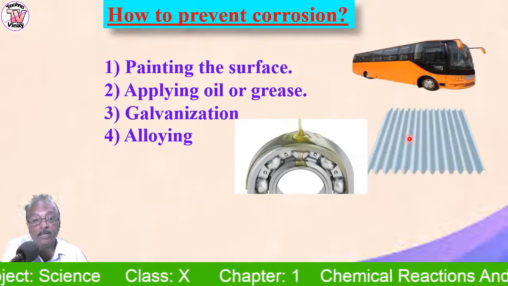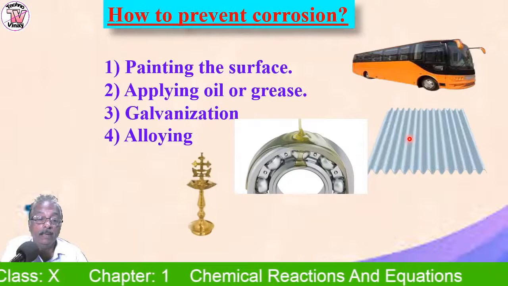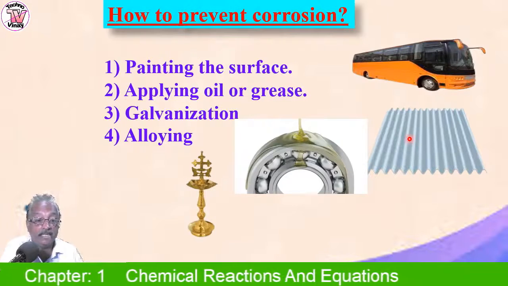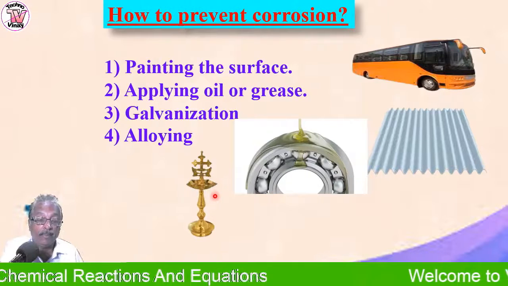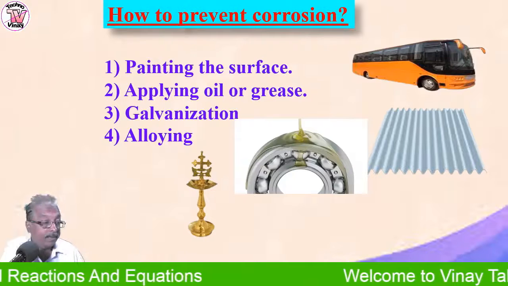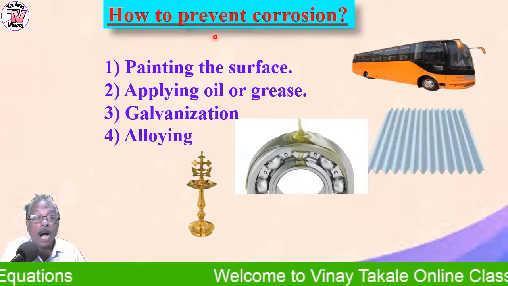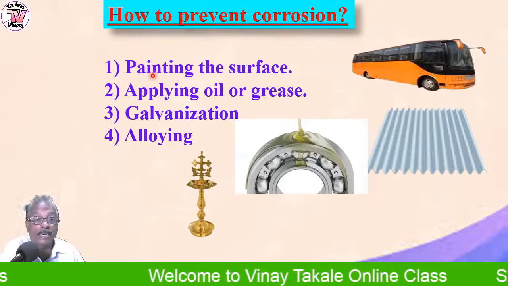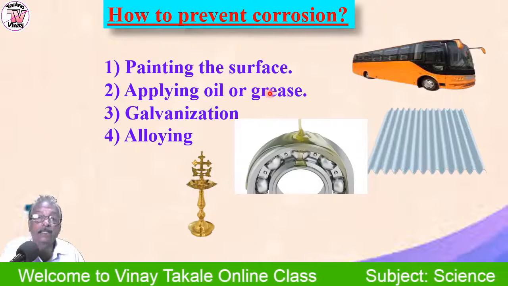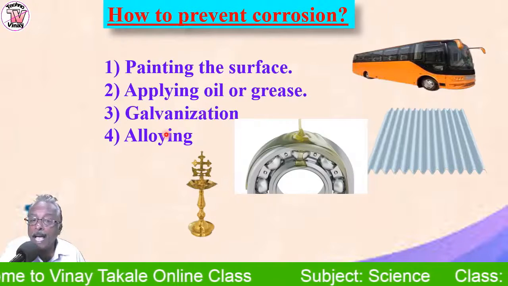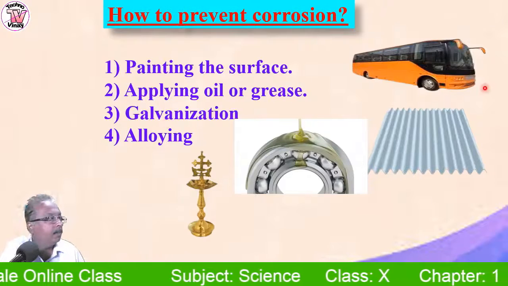Fourth, alloying, by mixing two or more metals. When an alloy is formed, for example brass, which you must have seen at home, there is copper and zinc. When you mix these two metals, by the process of alloying, it looks attractive and it is also prevented from corrosion. So how can we prevent metal from corrosion? By painting the surface, applying oil or grease, galvanization, and alloying.